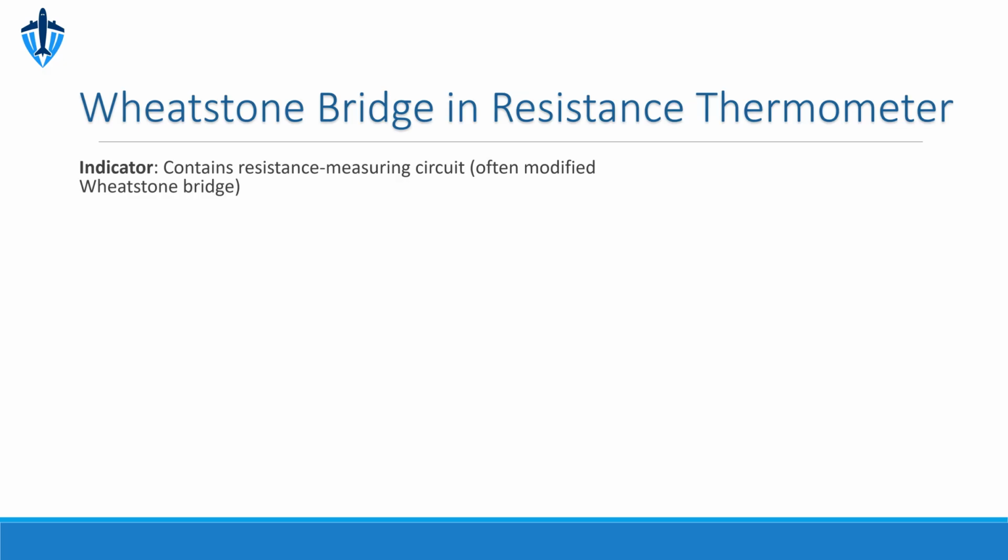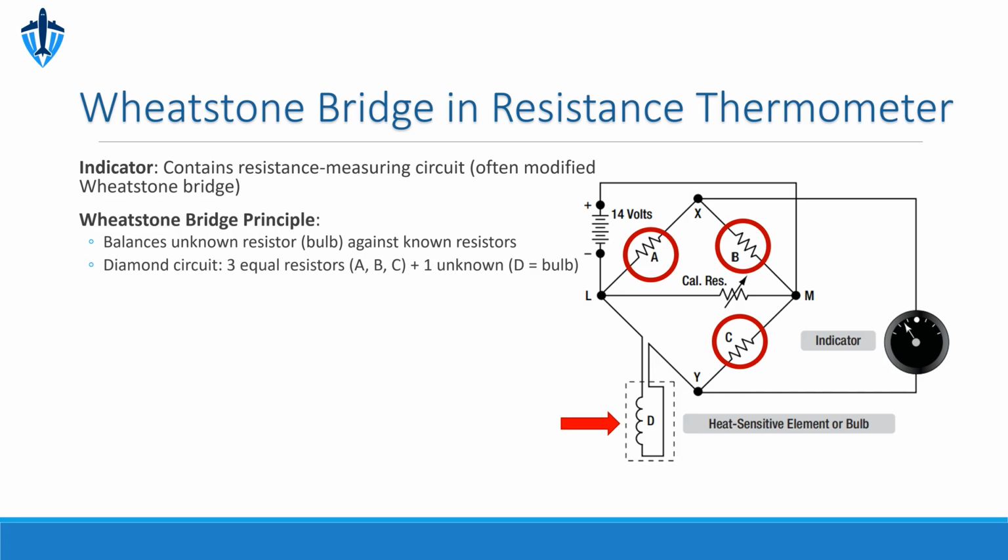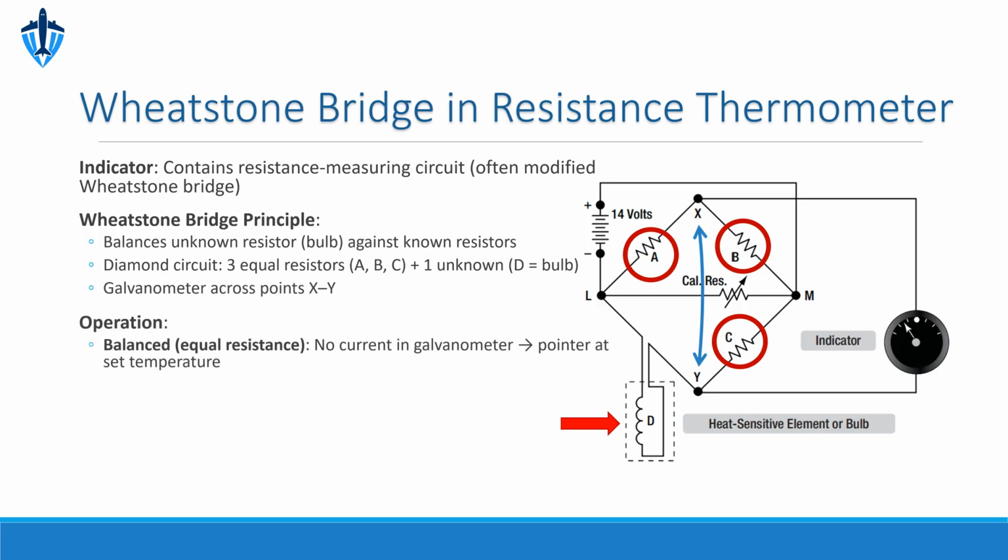The cockpit indicator houses a resistance measuring circuit, commonly a modified Wheatstone bridge. This circuit, shown in the figure, balances the unknown resistance of the temperature bulb, labeled D, against 3 equal known resistors, A, B, C, in a diamond configuration. A galvanometer connects across points X and Y. When the bulb's resistance matches the others due to temperature, the bridge is balanced. No voltage difference, no current flows through the galvanometer, and the pointer stays still. If temperature changes the bulb's resistance, the bridge unbalances, sending current through the galvanometer in one direction or the other.